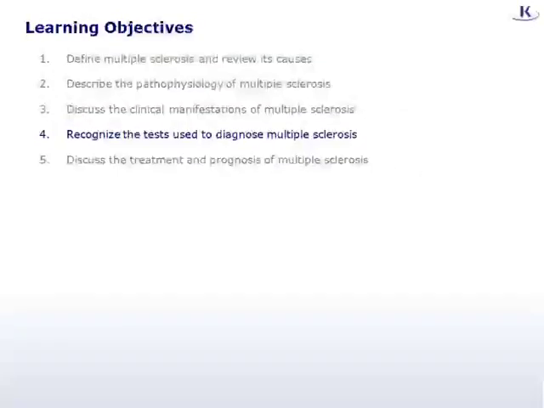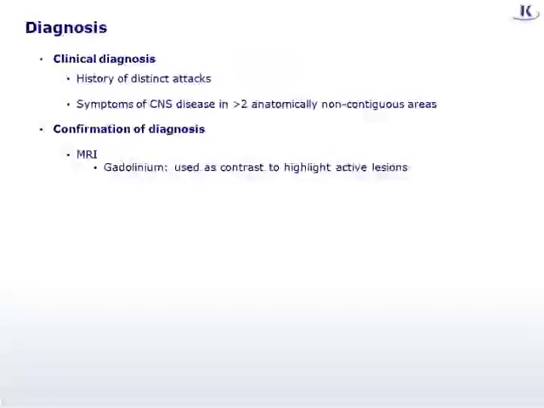Let's describe the tests used to diagnose multiple sclerosis as our 4th learning objective. There's no single diagnostic test available for multiple sclerosis. Therefore, it's diagnosed by documenting clinical, radiologic, and laboratory findings. Clinical diagnosis of multiple sclerosis can be made in patients with a history of distinct attacks associated with symptoms suggestive of CNS disease in at least two anatomically non-contiguous areas.